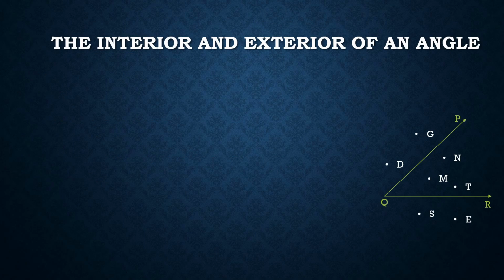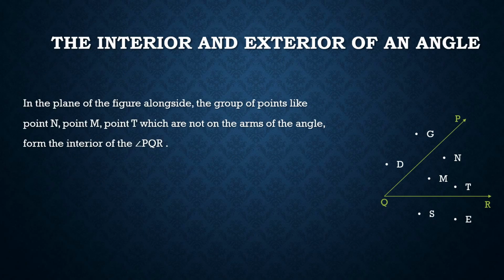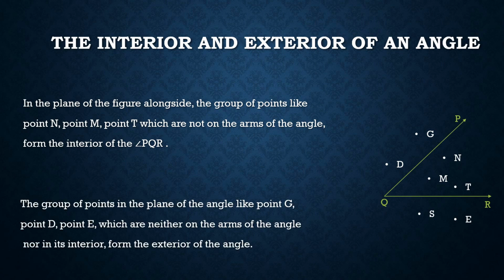The interior and exterior of an angle. In the plane of the figure alongside, the group of points like point N, point M, point T, which are not on the arms of the angle, form the interior of angle PQR. The group of points in the plane of the angle like point G, point D, point E, which are neither on the arms of the angle nor in its interior, form the exterior of the angle.